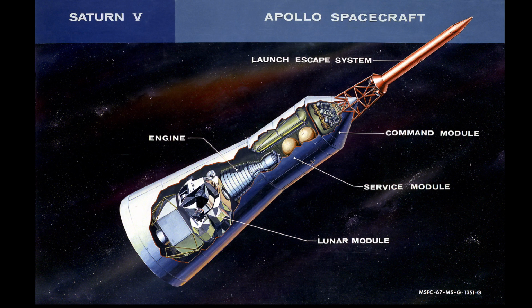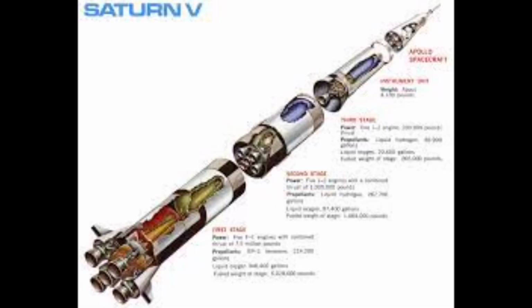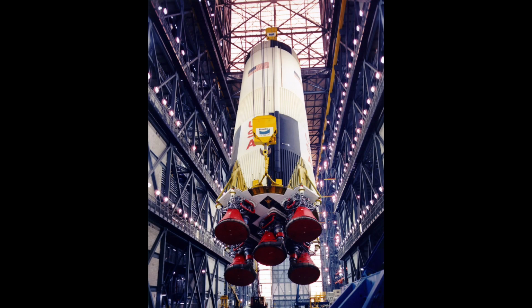The rocket was designed to carry the Apollo spacecraft, which consisted of the command module, service module and lunar module. The Saturn V was a three-stage rocket, with each stage using liquid propellants. The first stage, known as the S-IC, was powered by 5 F-1 engines and provided the initial thrust to lift the rocket off the ground.